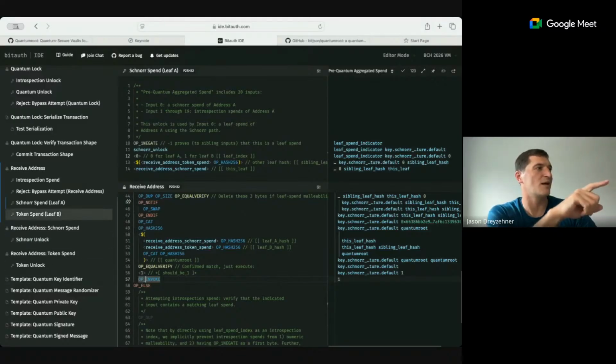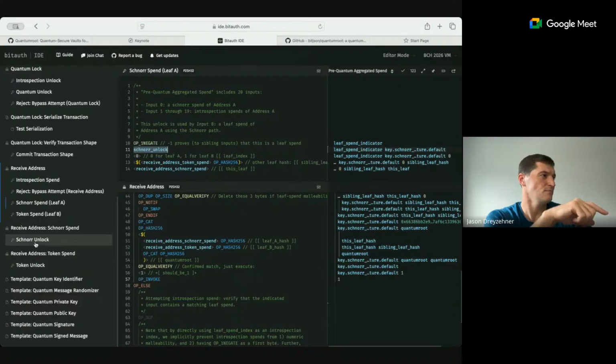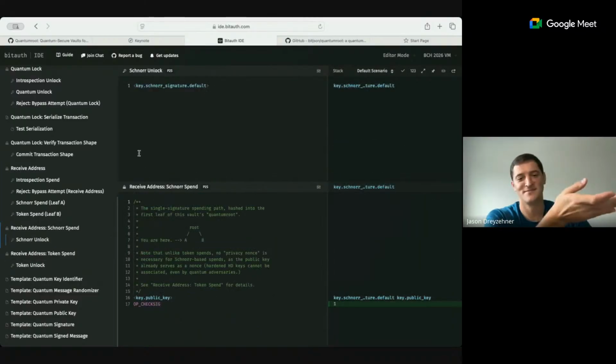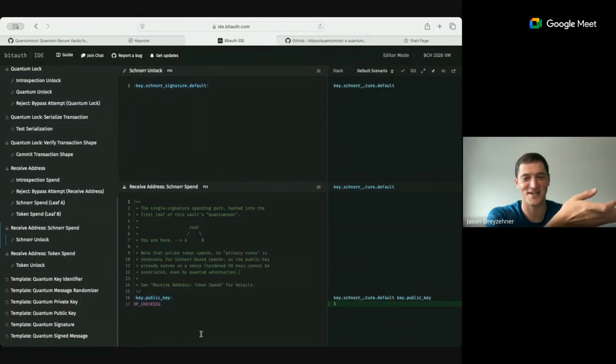So what's really going on inside that Schnorr unlock and receive address token spend is right here. Sorry, receive address token spend and receive address Schnorr spend. This is the script. This is the unlock for the script. And here we go. Here's what's going on. You'll recognize it. There's a signature. There's a public key. There's a checksig. So once you've unwrapped the Taproot, you're back to what you expect to see.